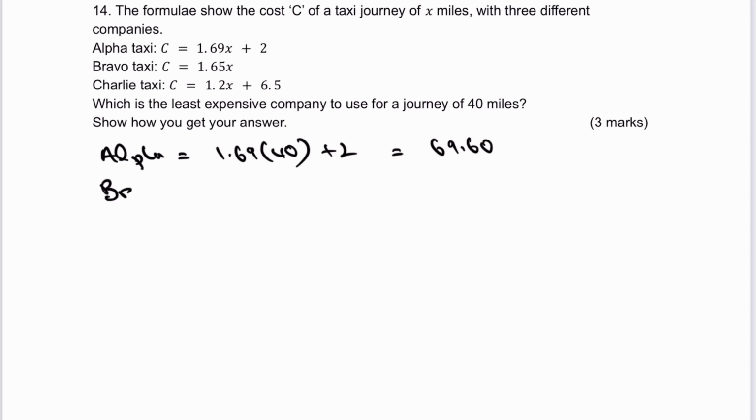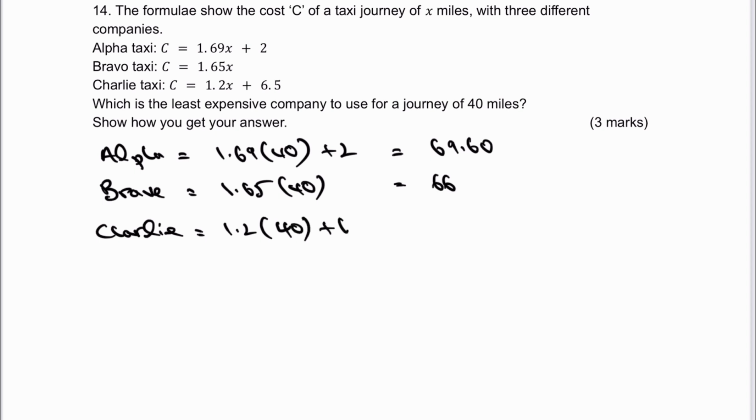Bravo is going to be 1.65 multiplied by 40, and that's going to give you a value of 66. And then finally, Charlie is going to be 1.2 multiplied by 40 plus 6.5, and that's going to give you a value of £54.50. So therefore, Charlie is least expensive. And that would be the answer to question number 14.